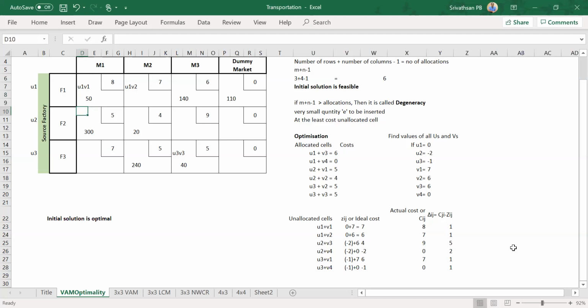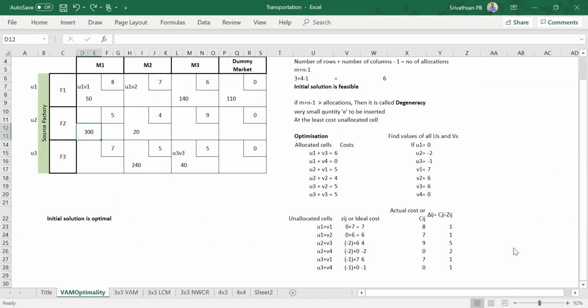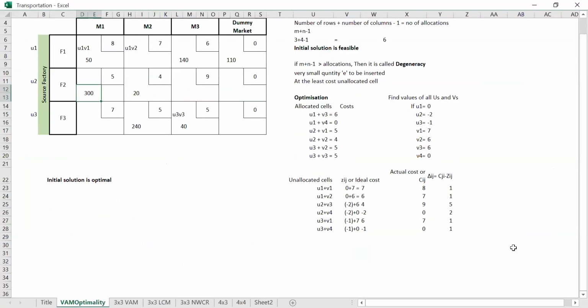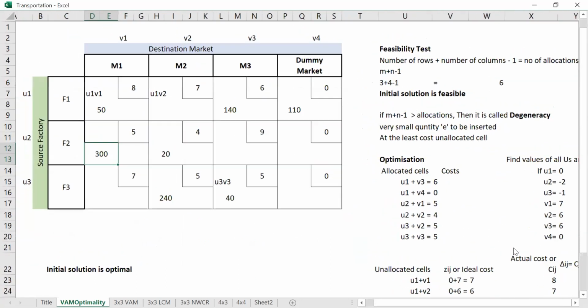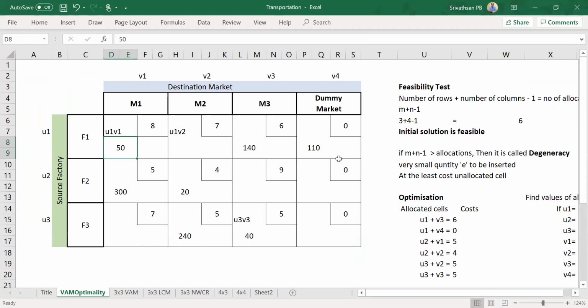So I need to do 50 units here. What will happen? My row demands and column demands are already defined. We did this in the previous session. My total demand for this market is only 300. So if you take a look at it, I'll zoom in a bit more for explanation. You have 50 units here, but the total demand is only 300.